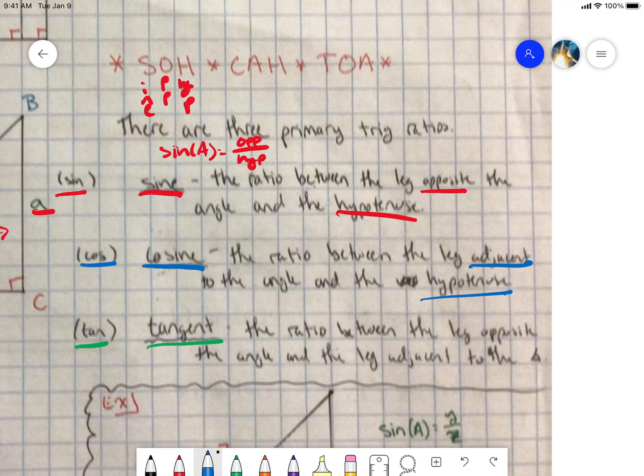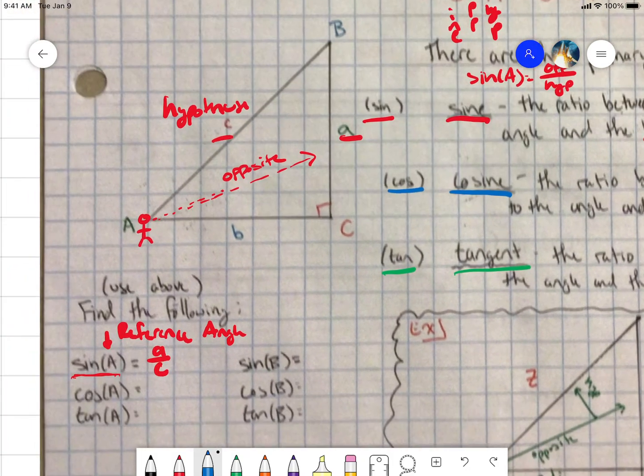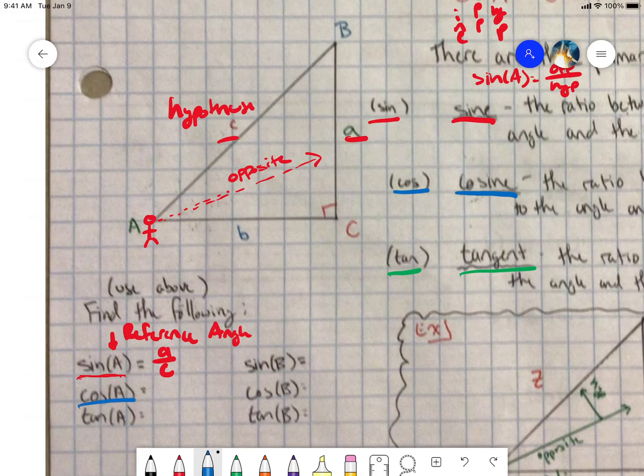It means next to, okay? So, in this example, if we want to find the cosine of A, my reference angle is still A, so I'm actually still standing here at A. Since this was the opposite side, the one that's going up towards A, my adjacent side would be the one that's next to it. So it would be right here. So in this case, it would be adjacent.